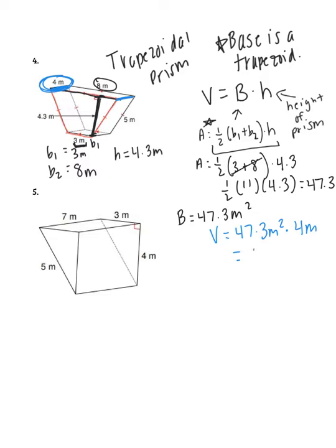And I'm getting 189.2 meters cubed because it's a volume. So I know that seems messy and like a lot, but all we did was find the area of a trapezoid and we multiplied it by the height of the prism.